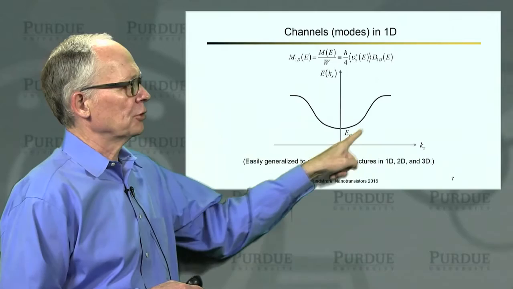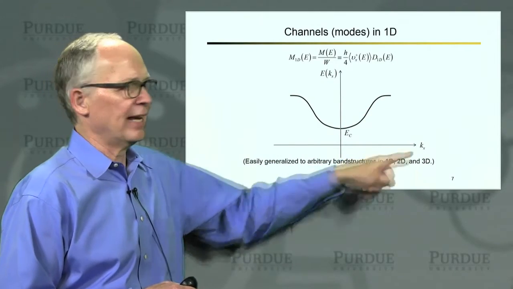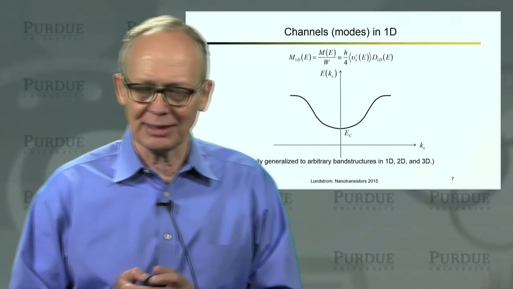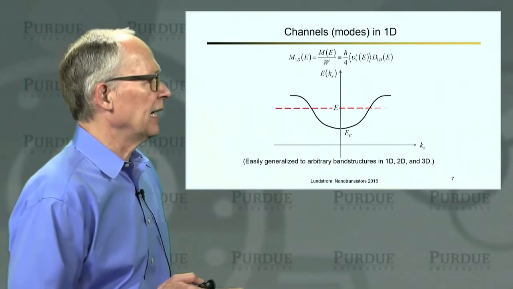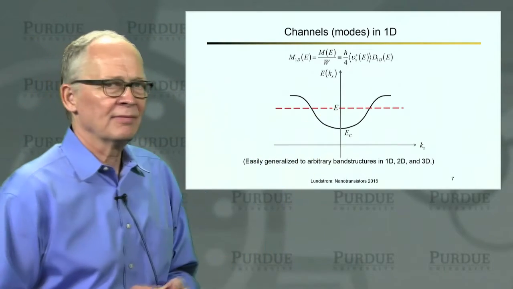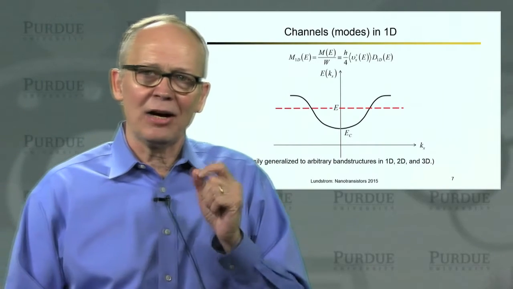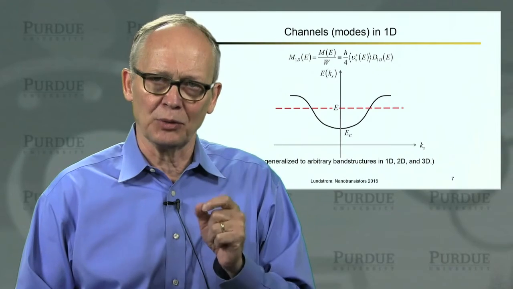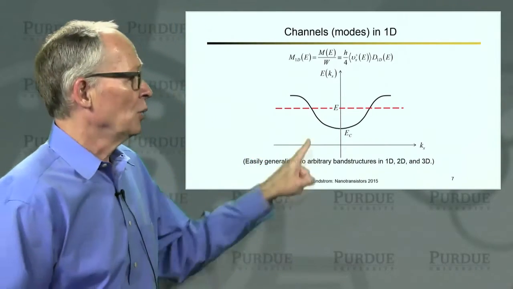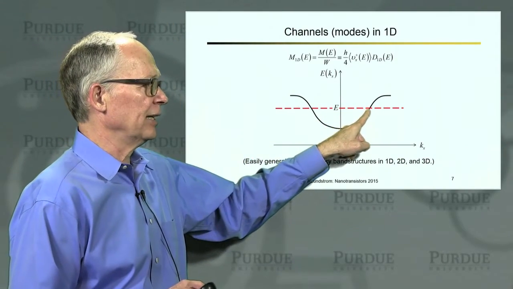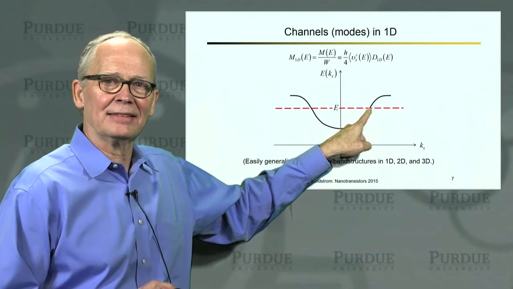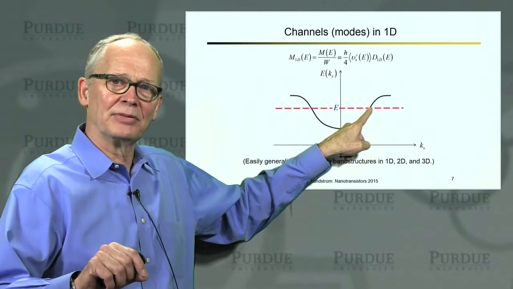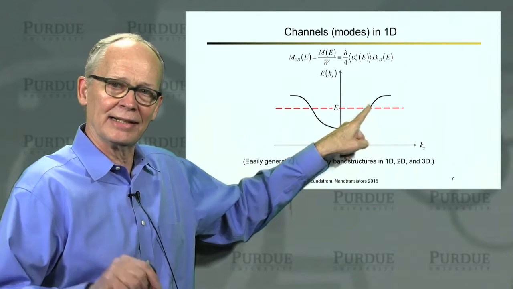Here's the band structure, energy versus k, a typical type of band structure we might sketch for a semiconductor. And we are at some energy E. I might ask the question, how many channels are there for current to flow in at that energy? Well, if I look at that energy, I need a state, and the state has to have some velocity in the plus x direction. Then that can provide a channel for current to flow at that energy.